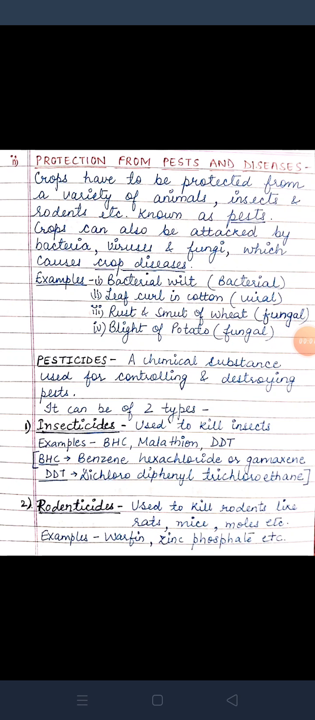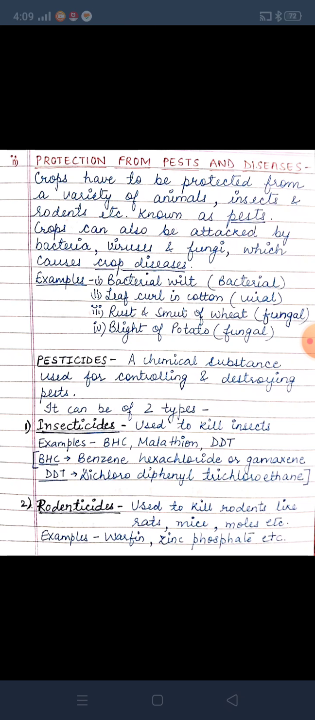Now the next point is protection from pests and diseases. Pests are animals, insects or rodents which damage the crops, and the crops can be attacked by bacteria, viruses or fungus which cause crop diseases. So for protection from pests as well as crop diseases, there are some protective measures, and we'll be discussing them.